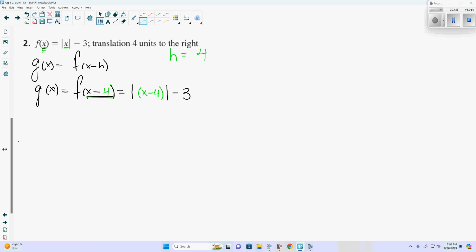Now inside the absolute value bars, is there anything in front of that set of parentheses? No. So we can drop the parentheses. So we'd have the absolute value of x minus 4 minus 3. Now we also don't have to rewrite this whole g of x equals f of x minus 4. It is just g of x because this is our new function. I wrote it that way just so that we could see that g of x is equal to our f of x minus 4, which is equal to the absolute value of our x minus 4 minus 3.